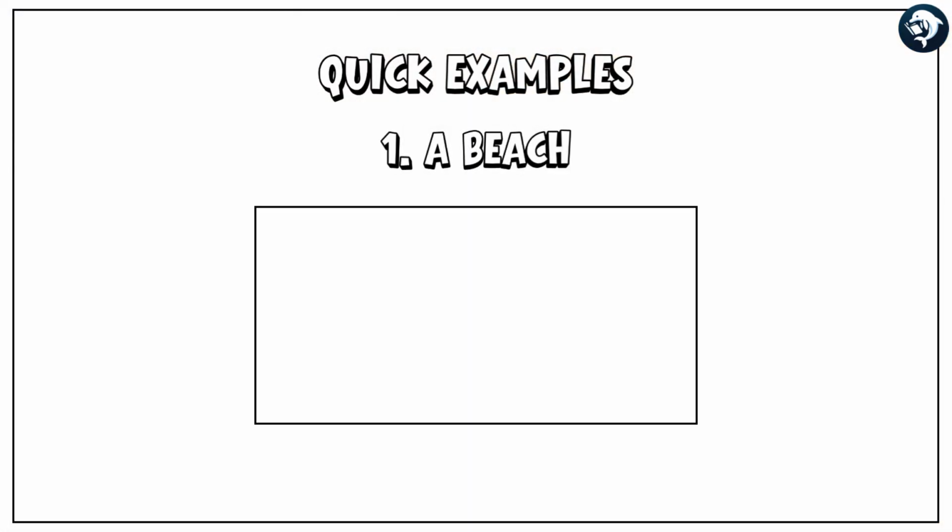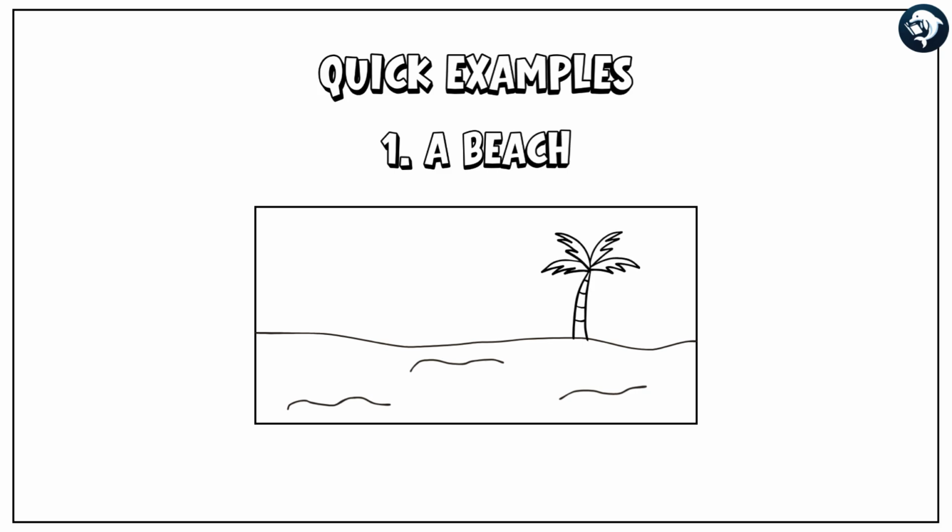Let me show you 3 quick examples. A beach. Draw a horizon line. Add wavy lines below for water. Draw 1 palm tree with a simple trunk and a few curved lines for leaves. Done! Everyone knows this is a beach.